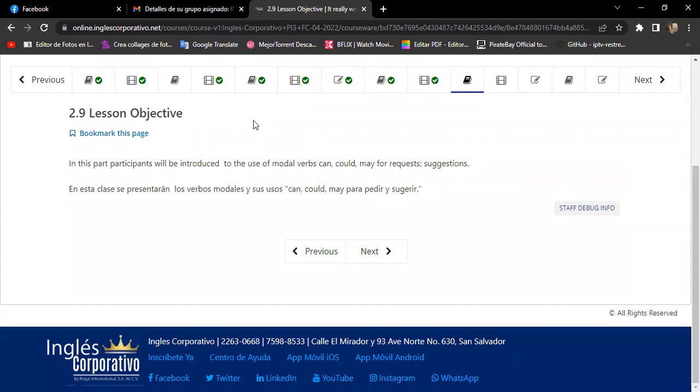Okay, no talking today again. Okay, let's do the next lesson then. In this part, participants will be introduced to use the modal verbs can, could, may for request and suggestions.